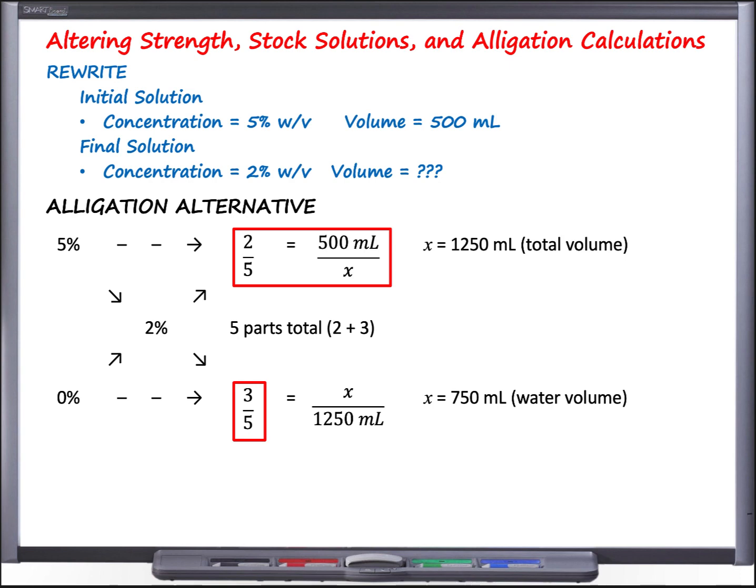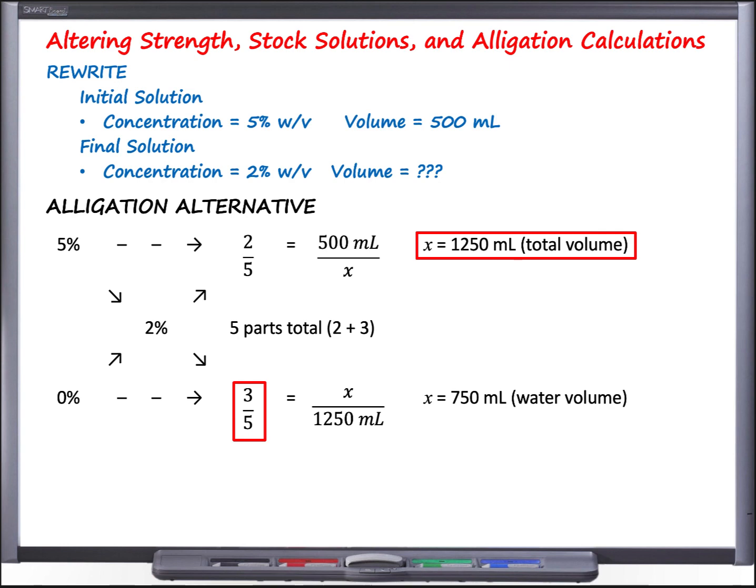And understand what X represents now is the total volume. We know that we want a ratio of 2 parts of our 5% to 5 parts of the total solution. So we set that equal to the amount of the 5% we're starting with, which is 500 mL, over X. Now when we solve for X, by simply taking 5 times 500, which is 2,500, divided by the 2, we see that X equals 1,250 milliliters. And that represents the total volume of both our 5% and our water mixed together.